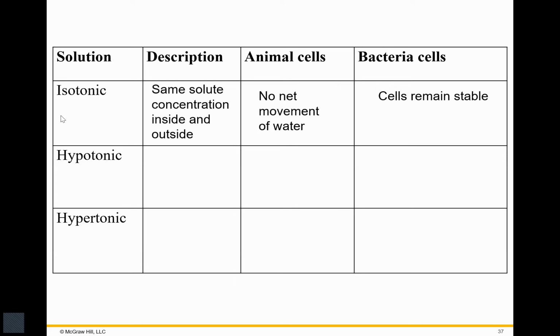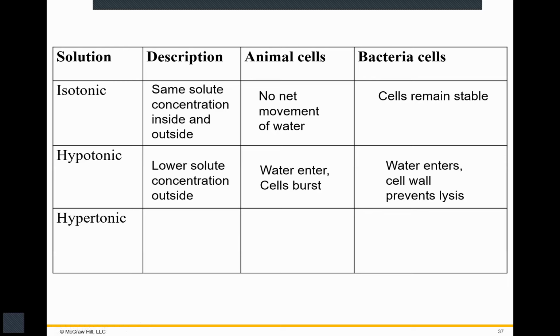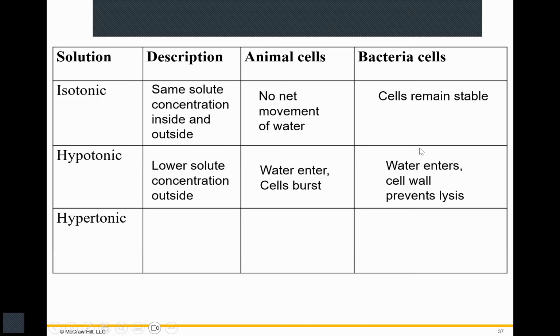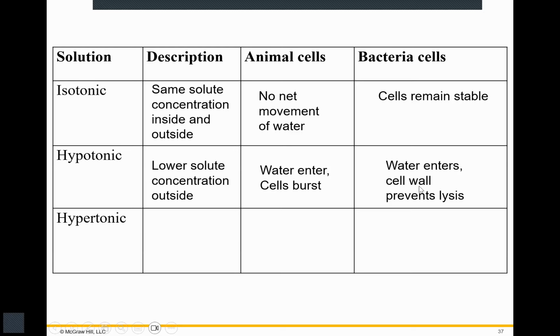In an isotonic solution, where you have the same amount of solute and solvent, there's always going to be no net movement of water, and the cell is going to remain stable. In a hypotonic solution, because you have less solute, water is always going to enter the cell. For animal cells, the cell is going to burst because there's no cell wall. For bacterial cells, water is going to enter, but the cell wall is going to protect the cell and prevent it from lysing or breaking.